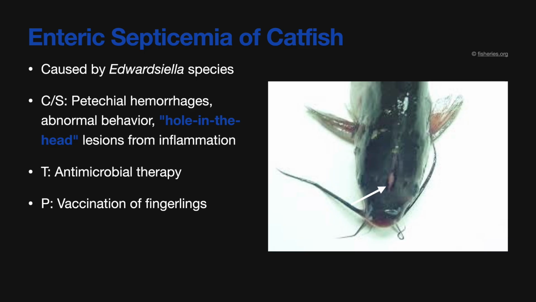Enteric septicemia of catfish is caused by Edwardsiella species. These bacteria cause petechial hemorrhages, abnormal behavior, and hole-in-the-head lesions that are associated with inflammation. Treatment involves antimicrobial therapy and vaccination of fingerlings for protection.